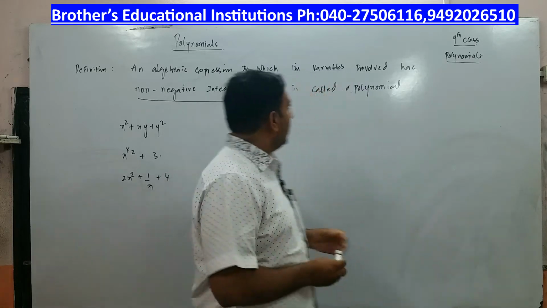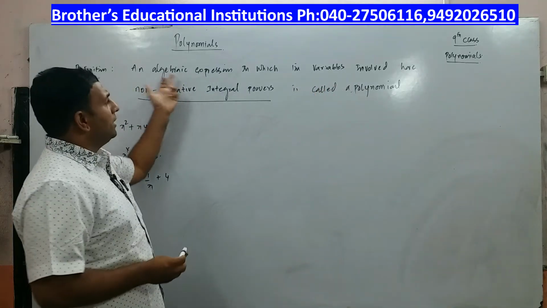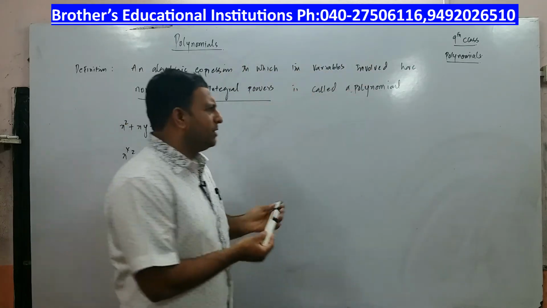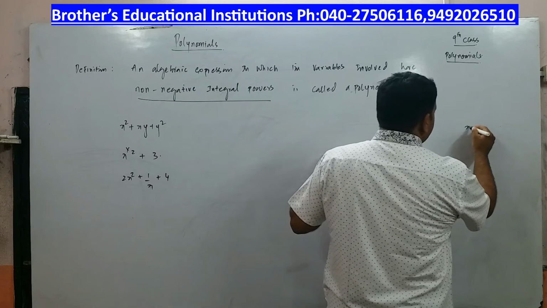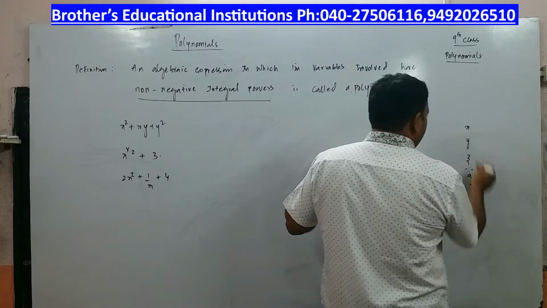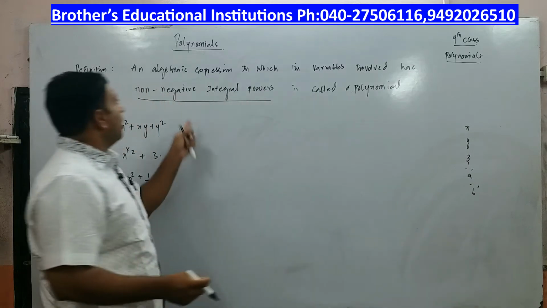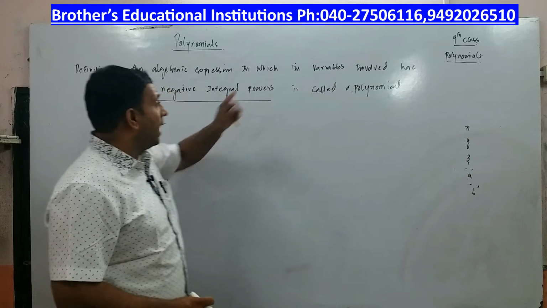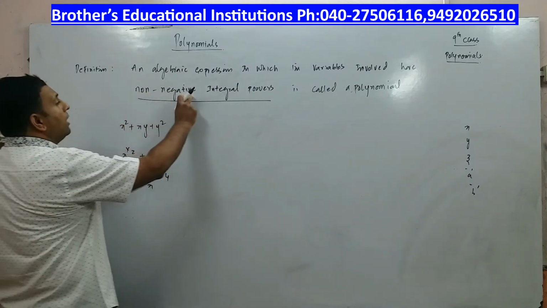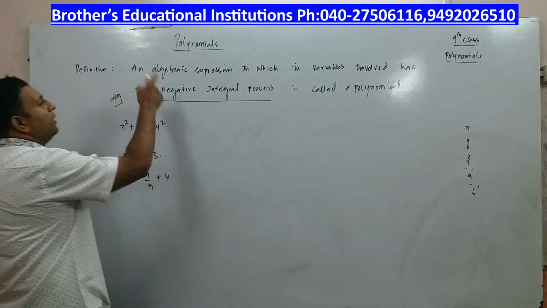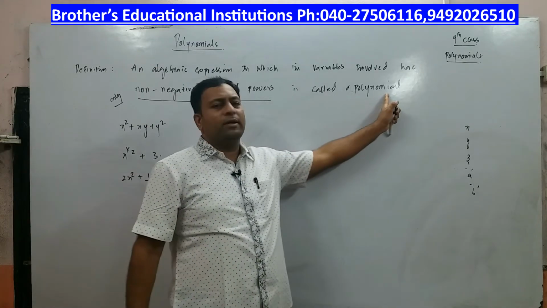A polynomial is an algebraic expression in which the variables involved, variables means what? Unknown quantities. X is a variable, Y is a variable, Z is a variable, A is a variable, B is a variable, right? So, a polynomial is an algebraic expression in which variables involved have non-negative integral powers. You can say only non-negative integral powers is called a polynomial.